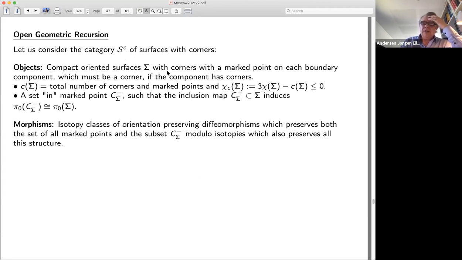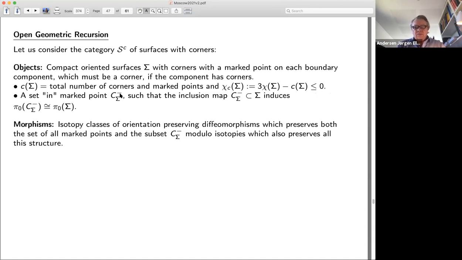So you consider compact oriented surfaces with corners and with a mark point at one of the corners, okay? And then you introduce a certain quantity. Well, first of all, you say C is the total number of corners and mark points. So if there's no corner on a boundary component, there must be a mark point. So I'm working with that theory now. But if there are corners, the mark point has to be one of the corners. And now I define this sort of funny Euler characteristic, which is 3 times the Euler characteristic minus the number of corners. So that thing is always less. I will assume all my surfaces have the property that this is less than or equal to 0.